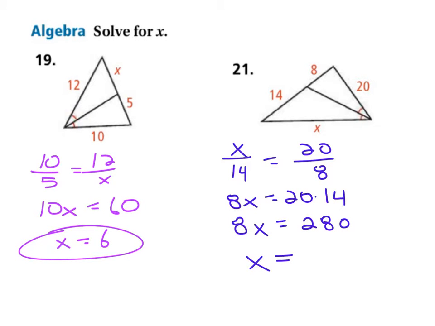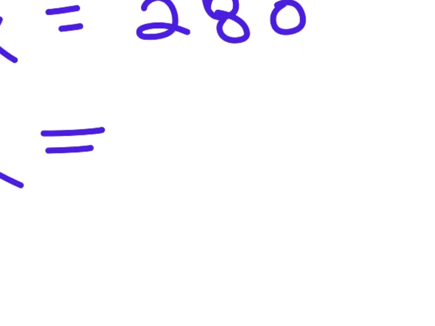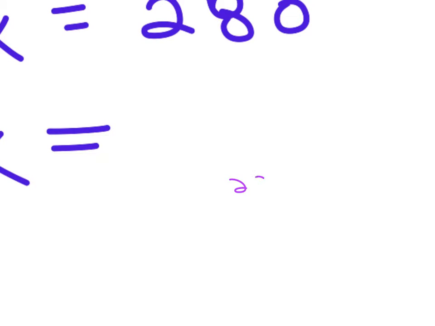And now, we divide both sides by 8. I'm going to zoom in here, or actually, I guess we can do it down here. We've got 280 divided by 8. 8 goes into 28 3 times. 8 times 3 is 24. So there's 4 left over, bring down the 0. 8 goes into 40 5 times.